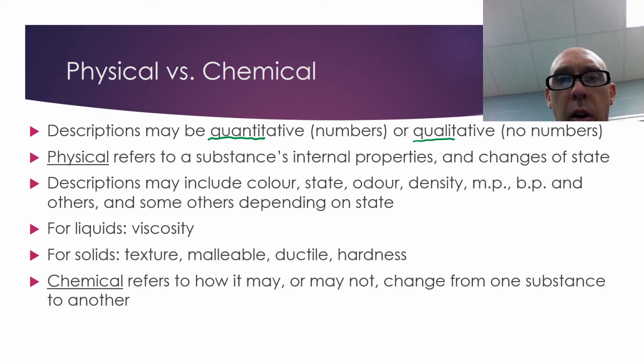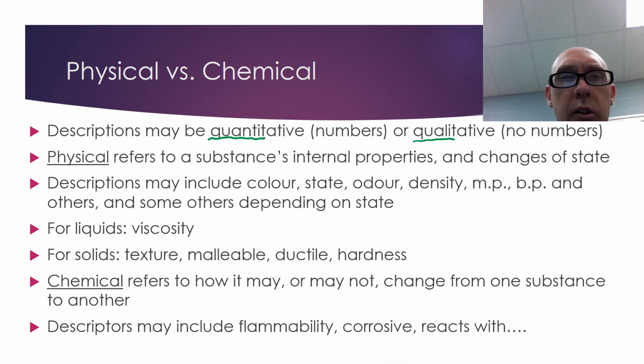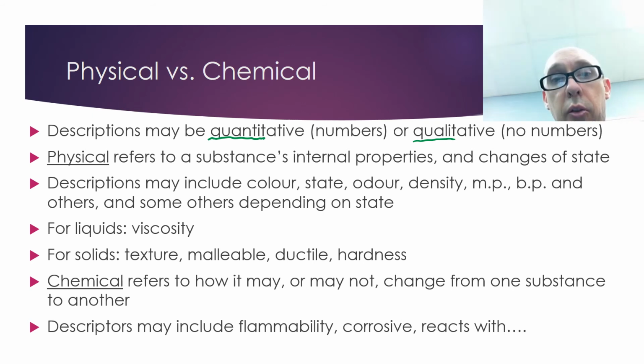Chemical, however, refers to whether or not it changes from one substance into another. And so we talk about things like, is it flammable or not? Is it corrosive or not? Does it react with, or we say it does react with certain things or will not react with certain things. So those are some of the contrasts. Moving on in 3, 2, 1.